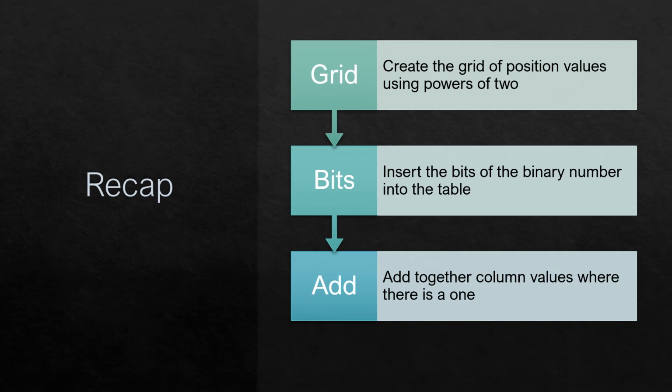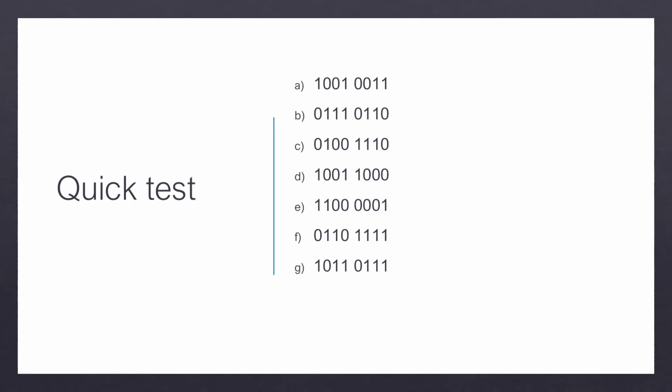So to recap, create the grid of position values using powers of 2. Insert the bits into the table and add together all the columns where there is a 1. Here's a quick test, so pause the video and quickly write down your answers. If we've got time, I'll do this in class so we can mark each other's work. Otherwise, you'll just have to mark your own work to make sure that you're on the ball.